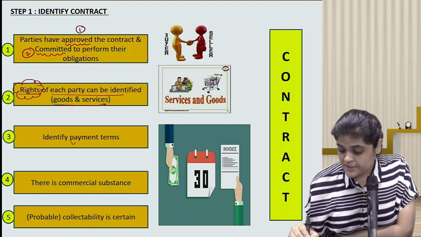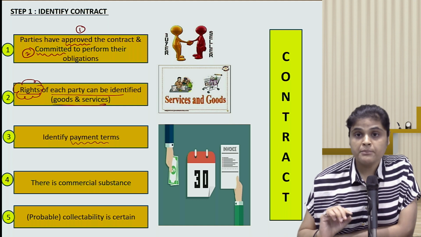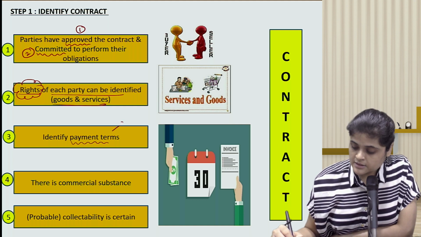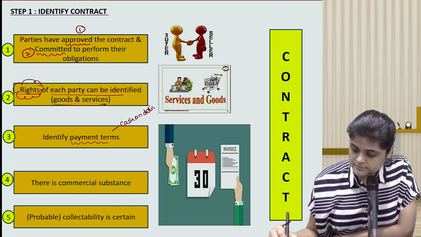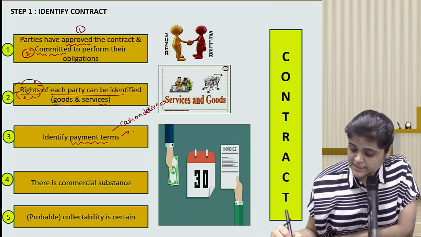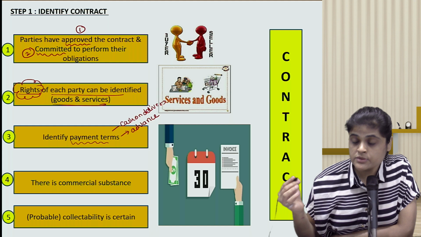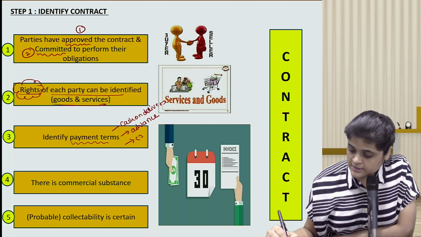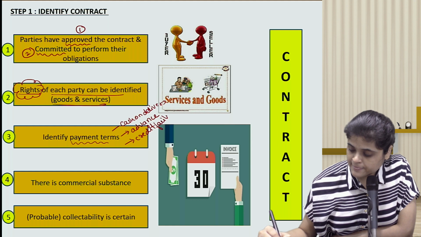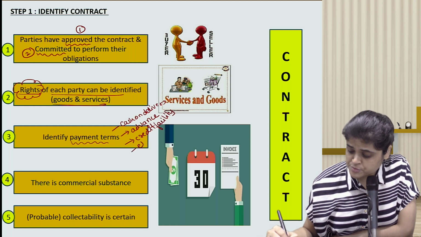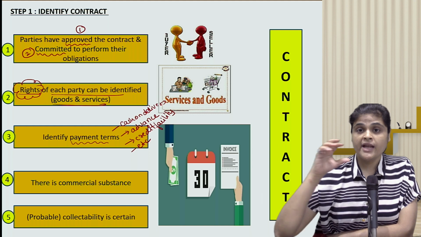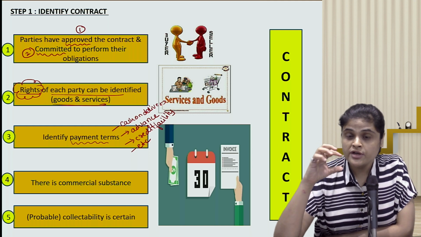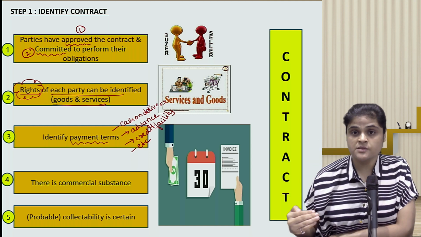Alright, then we need to identify what are the payment terms. Is it cash on delivery? Is it any advance payment that the buyer will have to make before the goods are processed? Or there is credit facility which is given to the buyer, or whatever is the arrangement. So the contract should give you clarity on these aspects.